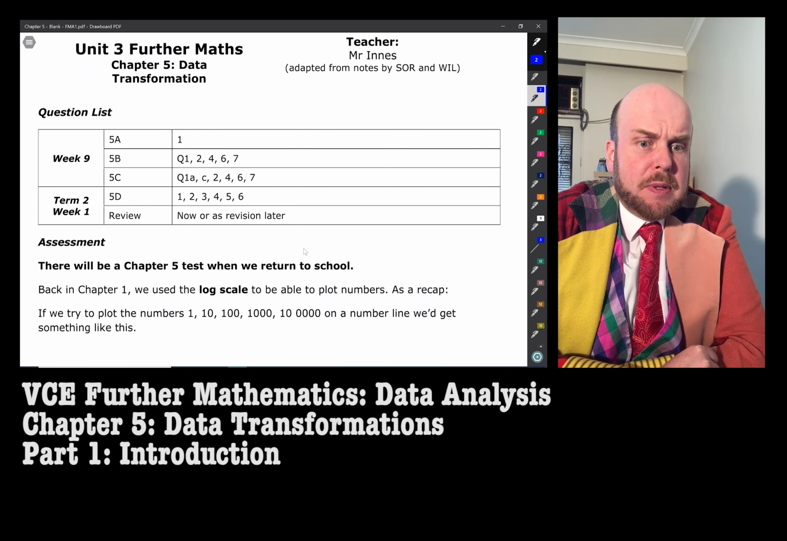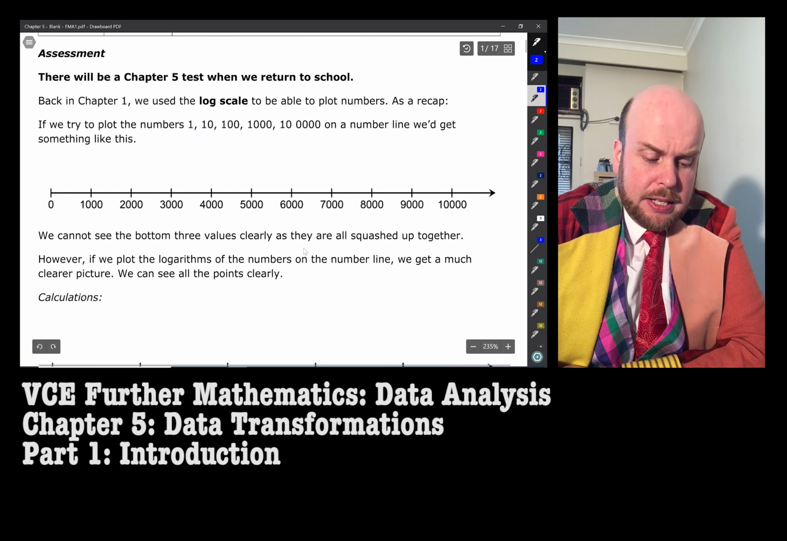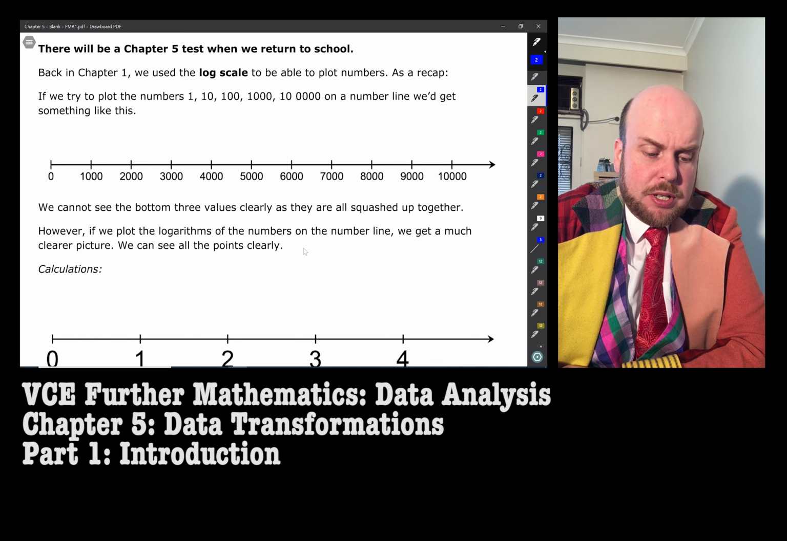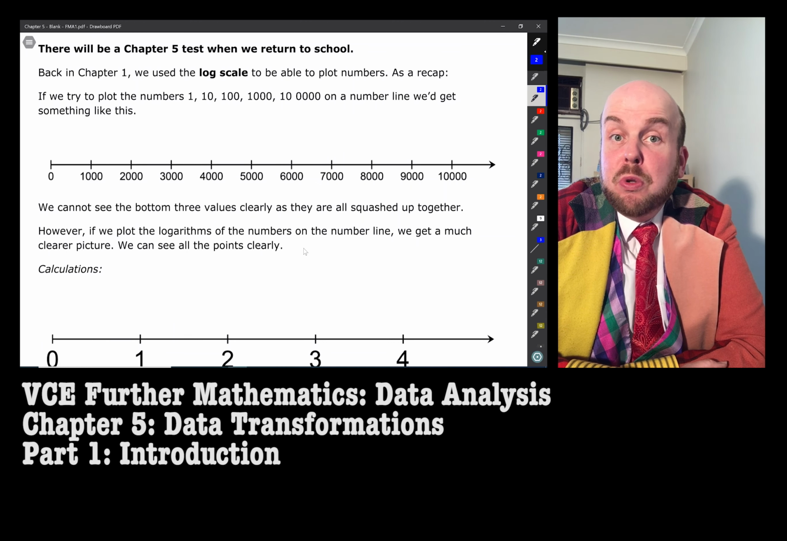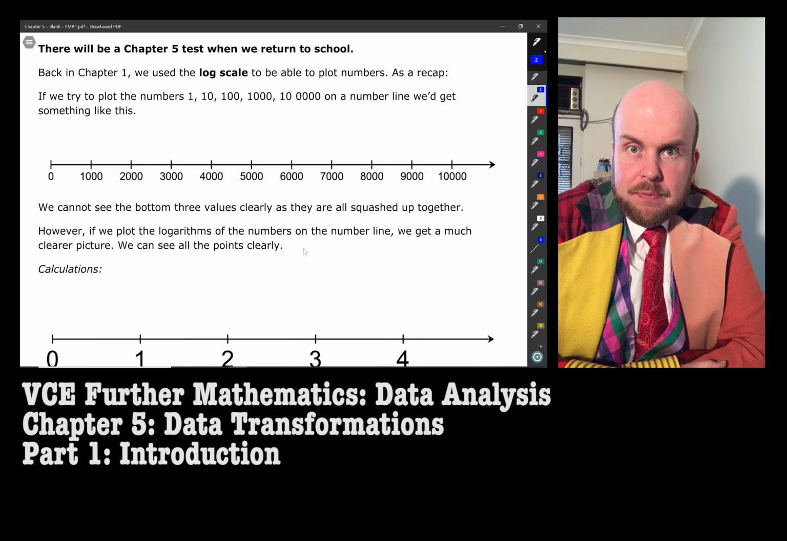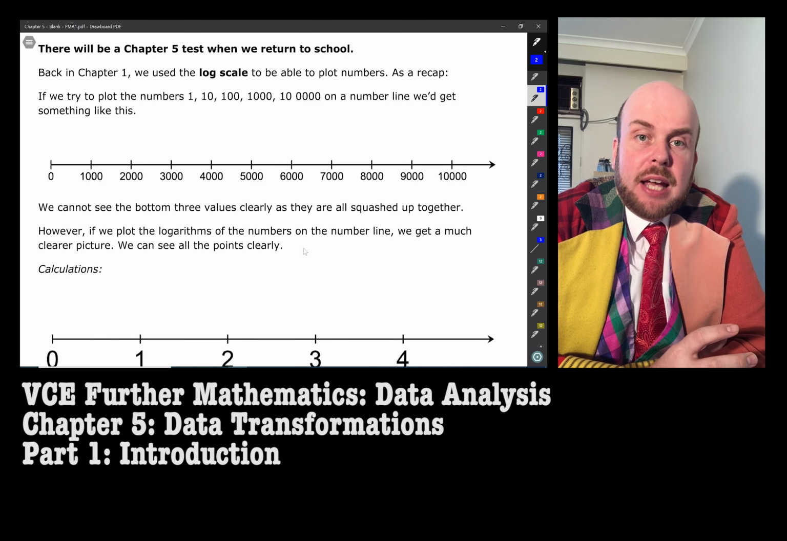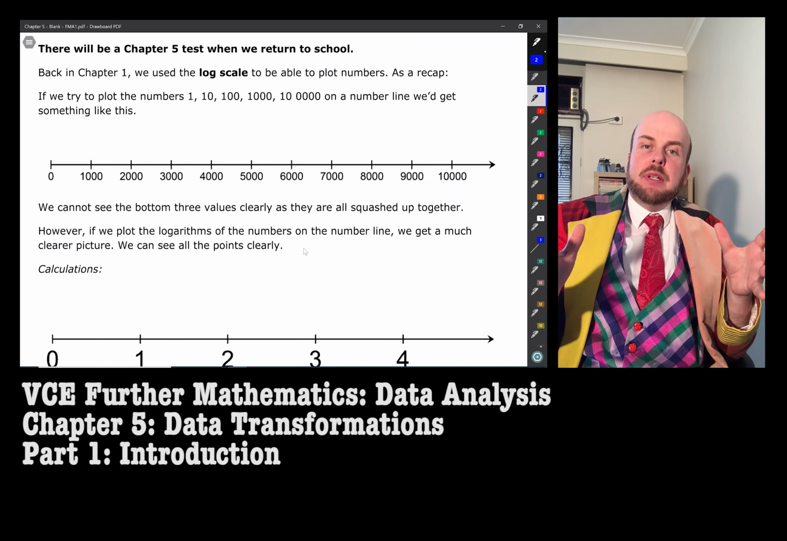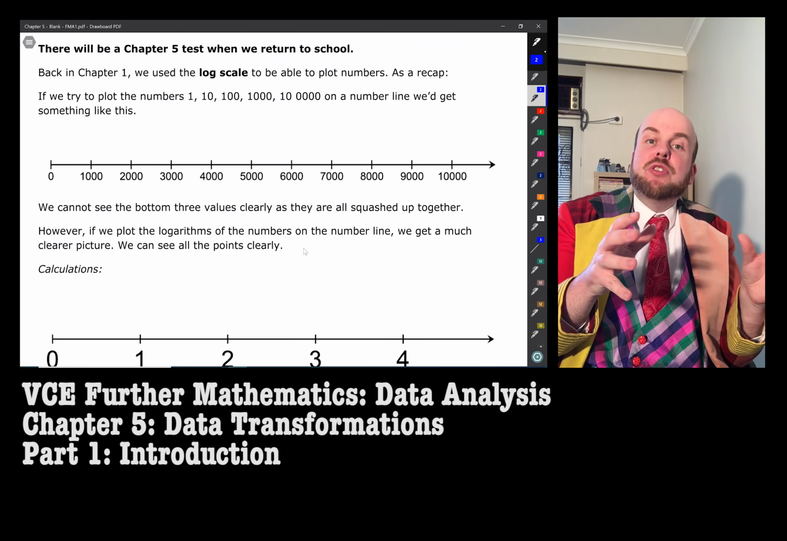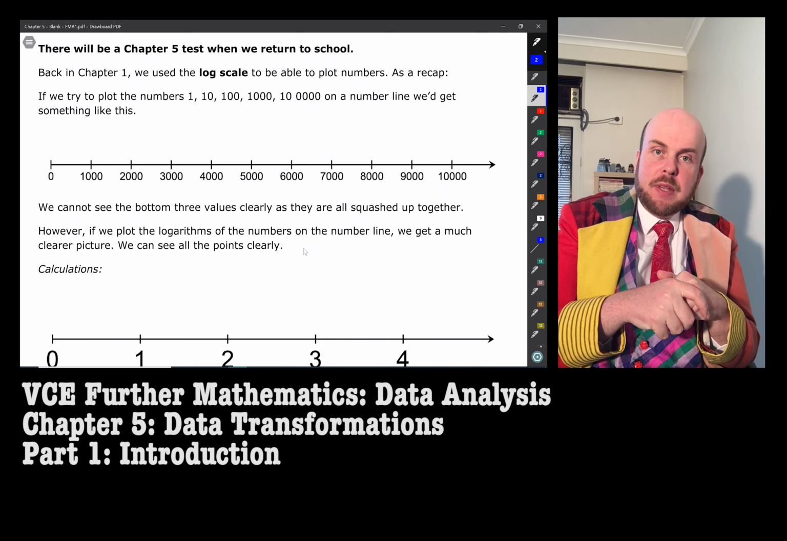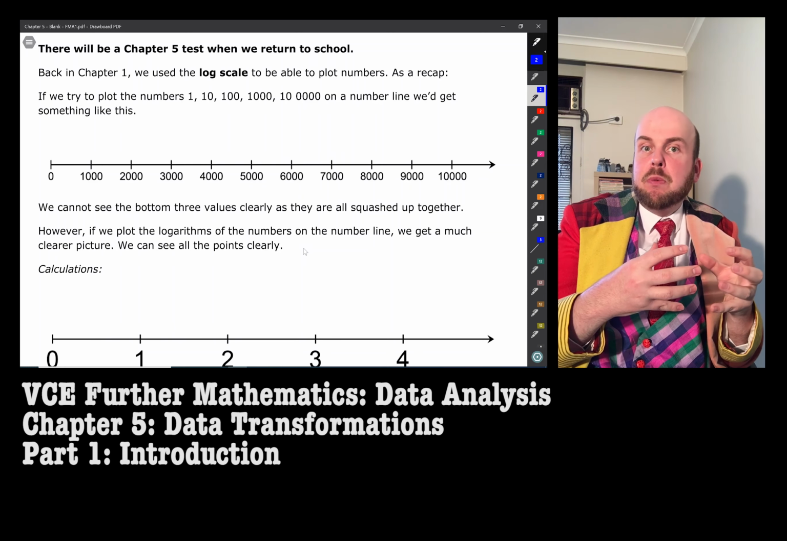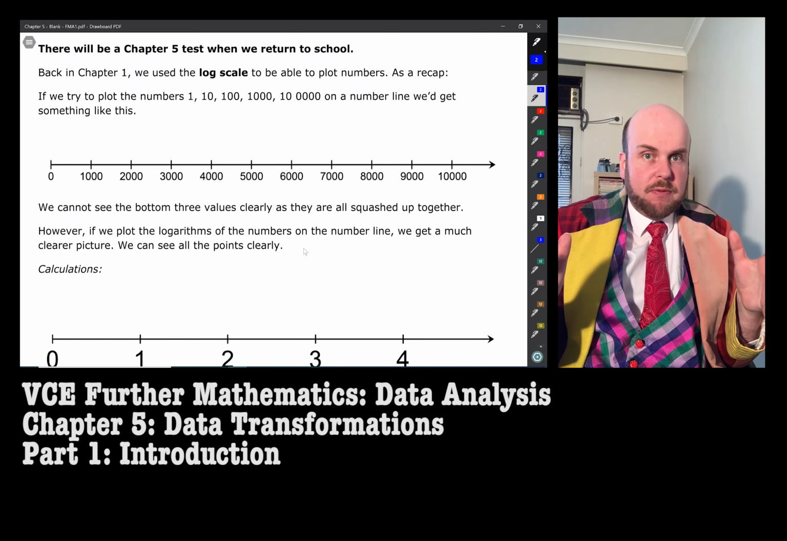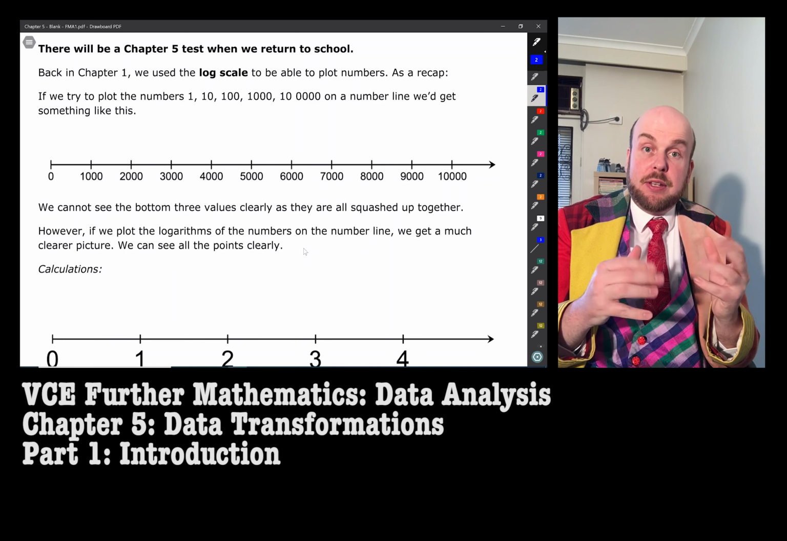First and foremost, what I would suggest we do is have a look back at some chapter 1 knowledge, where we were looking at the log scale. In case you've forgotten, the idea of the log scale is to take a series of data values that are a mixture of sizes and put them on a number line such that there is a much smaller gap in between. This is rather useful, especially when we've got a huge discrepancy between values.